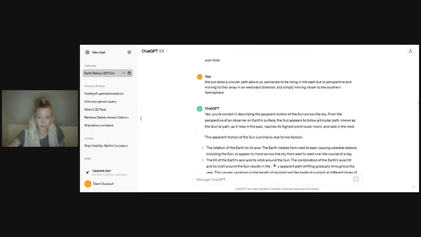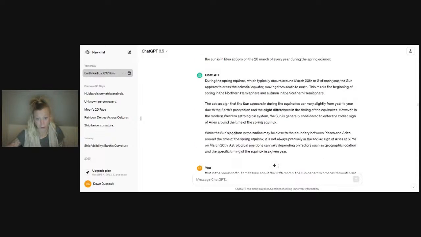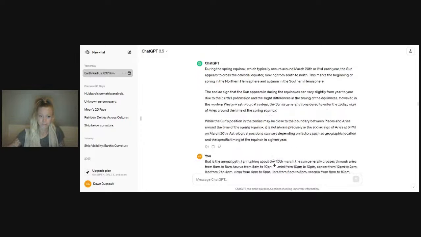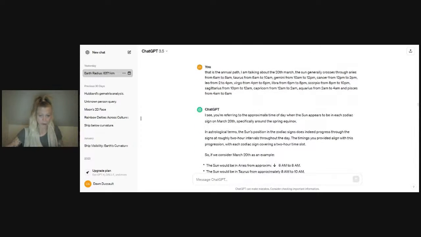Let's see, because I just go on. So I said the annual path. When I talk about the path, the sun is in Libra at 6 p.m. on the 20th of March of every year during the spring equinox. That's what I said, and it's all the time. And then it tells me about the spring equinox. And then I said that's the annual path you're talking about. I'm talking about the 20th of March.